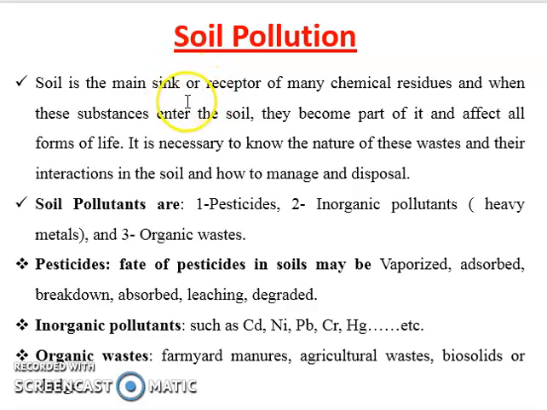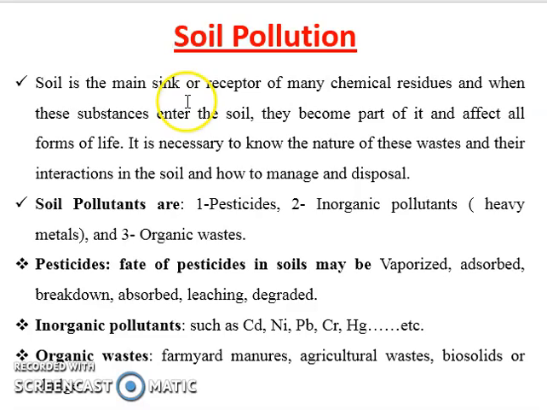Soil is a sink or receptor of many chemical residues, and when these substances enter the soil, they become part of it and affect all forms of life. They may destroy the ecosystem and the balance of the soil, and negatively affect the microorganisms' activity in the soil. It is necessary to know the nature of these wastes and their interaction in the soil, and how to manage and dispose of them.